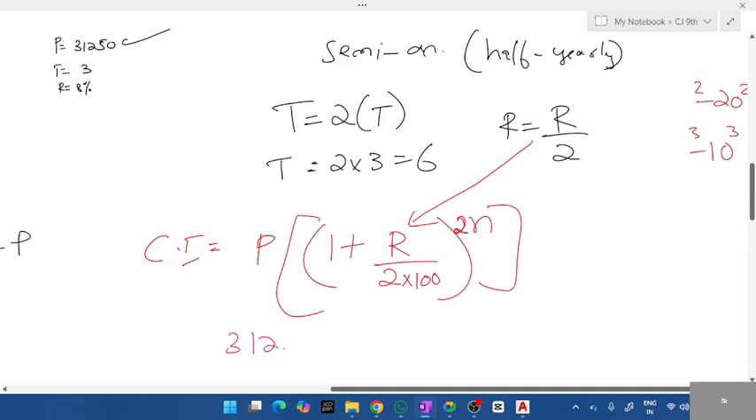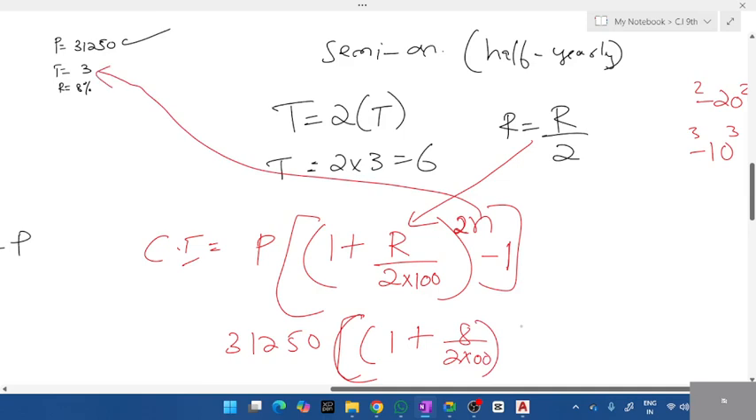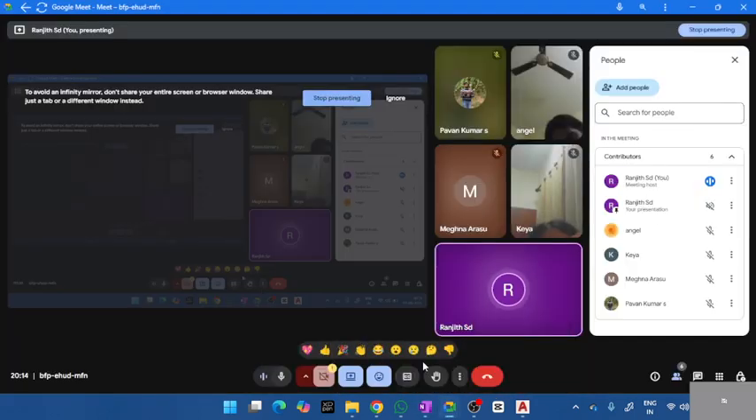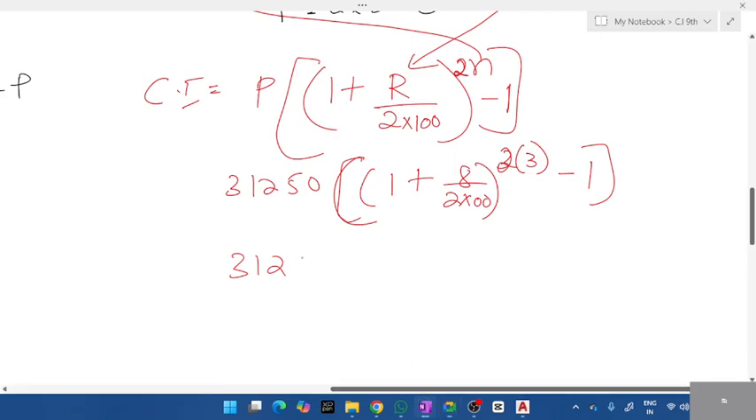Now, 31,250 and minus 1. Compound interest is minus 1. 1 plus, what is the rate value given? In the question, what is the rate? 8 divided by 2 into 100. What is N given, students? So 2 into 3, minus 1. What will you get here? 31,250. Kia, Angel, are the videos on? Are you listening? Okay. 31,250 into 1 plus 8 divided by 200, the whole to the power 2 into 3 is 6, minus 1.